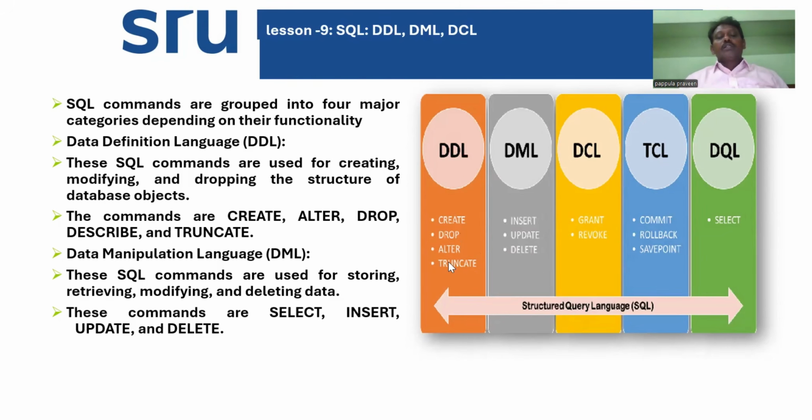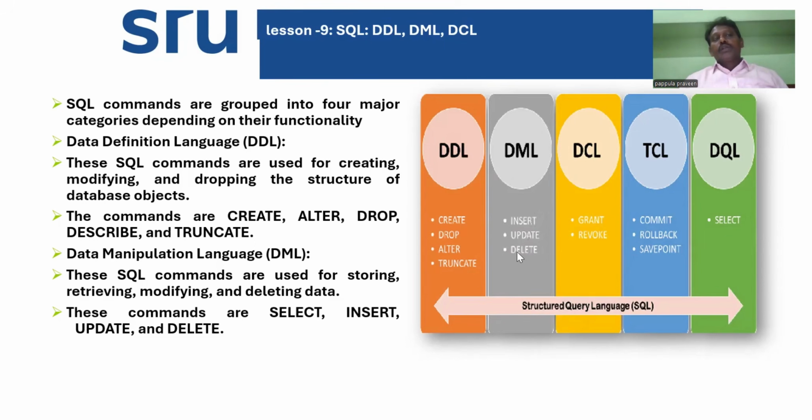And alter will be used for adding attributes or modifying the attributes. I will explain that briefly. And truncate, we use to remove the total data from the table. That is about the DDL commands. And coming to DML commands: insert, update, delete. Why are we using insert? We are inserting rows into the table. And if you want to change anything in the table, then we can use the update command.